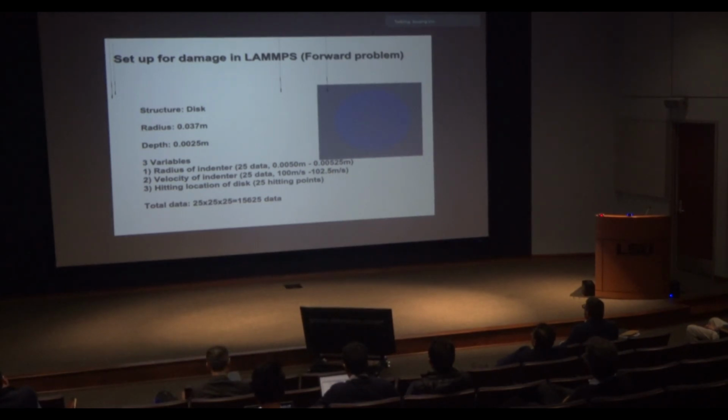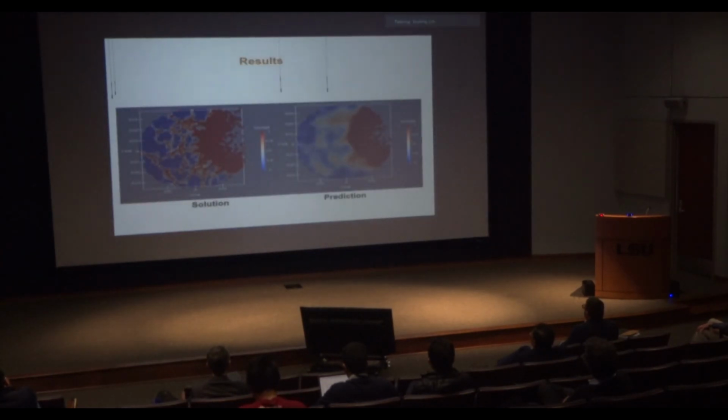Because we have a larger degree of freedom, we need to generate more data. That's why we generate around a 15K data set, using LAMMPS to generate it. Then we use this data set to train our neural network. So here are some numerical results.